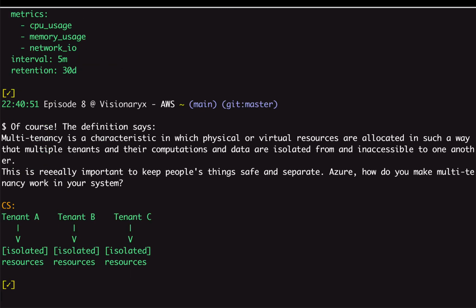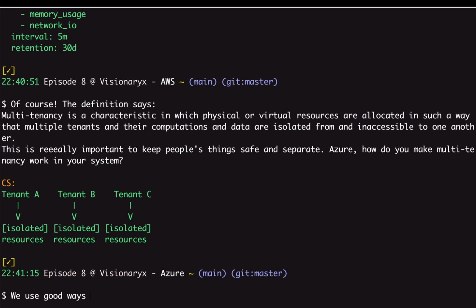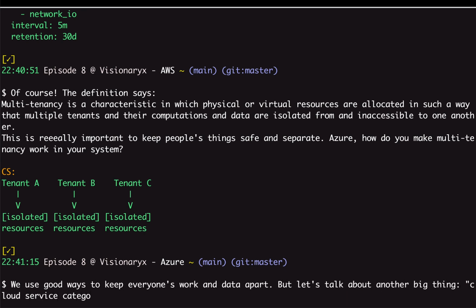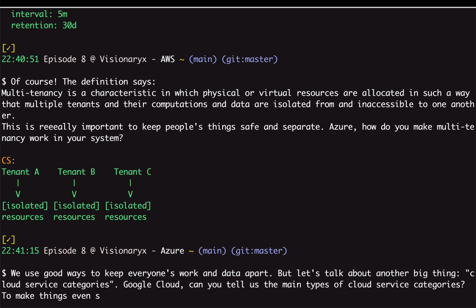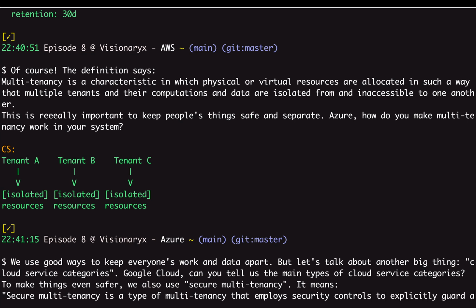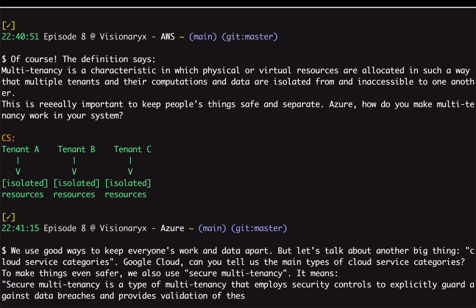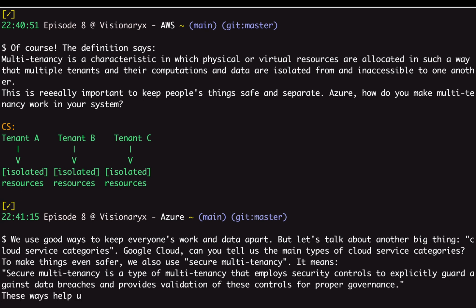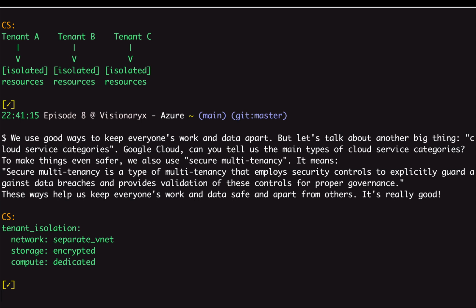Azure, how do you make multi-tenancy work in your system? We use good ways to keep everyone's work and data apart. But let's talk about another big thing, cloud service categories. Google Cloud. Can you tell us the main types of cloud service categories? To make things even safer, we also use secure multi-tenancy. It means secure multi-tenancy is a type of multi-tenancy that employs security controls to explicitly guard against data breaches and provides validation of these controls for proper governance. These ways help us keep everyone's work and data safe and apart from others.